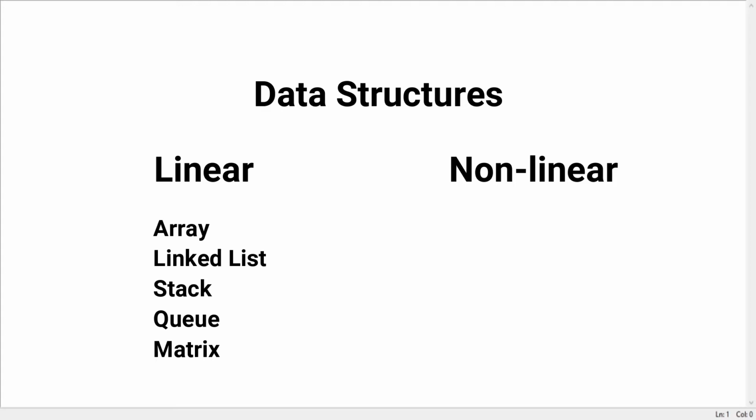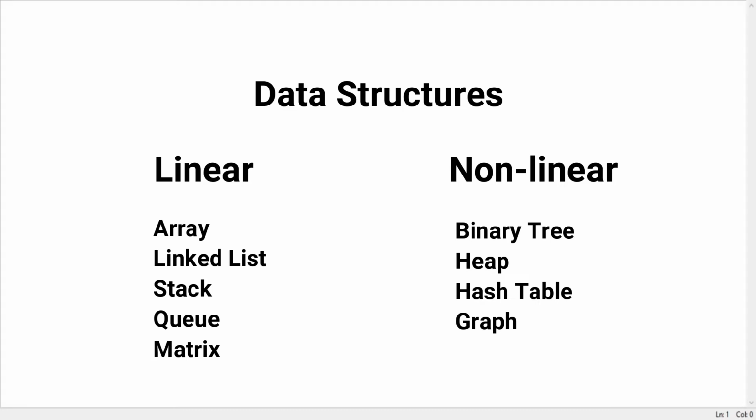So the last one, matrix, it is a two-dimensional data structure in which the data element is referred to by a pair of indices. On the other hand, nonlinear data structure models include binary tree, heap, hash table, and graph. Binary tree is a data structure where each data element can be connected to a maximum of two other data elements and it starts with a root node.